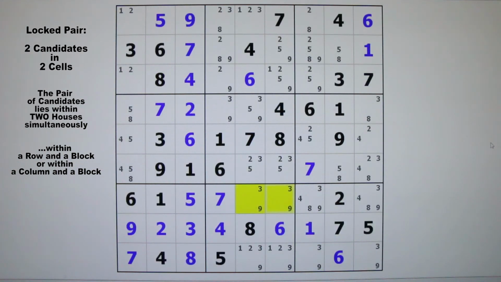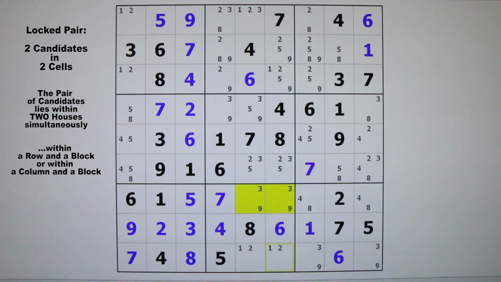Okay, next. Here we have in row 7 and in block 8, we have a naked pair of 3 and 9, which is a locked pair. So you can eliminate candidates 3 and 9 from row 7 outside those cells, and in block 8 outside those cells.